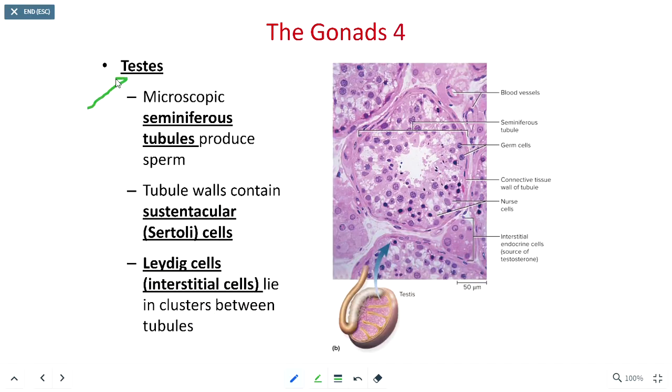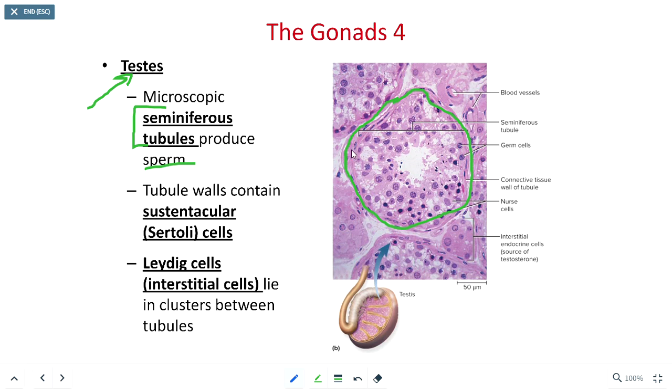As we look at the testes, they are going to have very tiny, microscopic tubes known as seminiferous tubules. Here is a seminiferous tubule being outlined in green. And as we look at the seminiferous tubule, this is the tube that makes the sperm. For the male gonads, this is where a lot of the action is at.